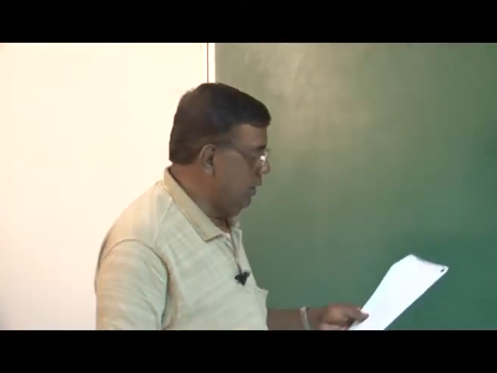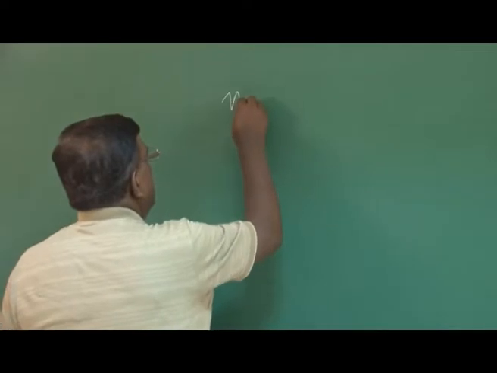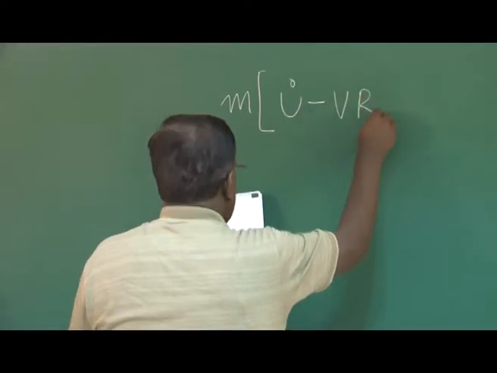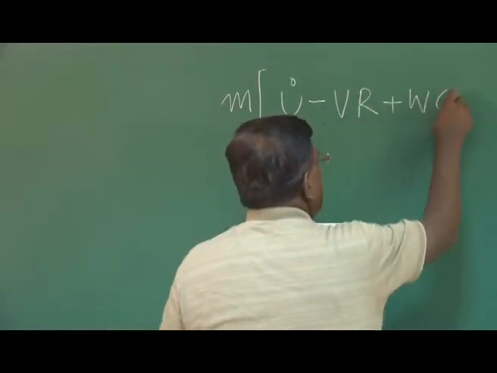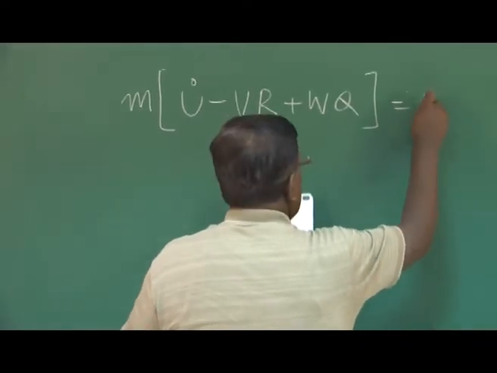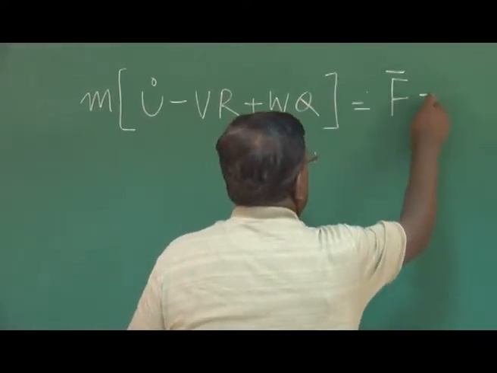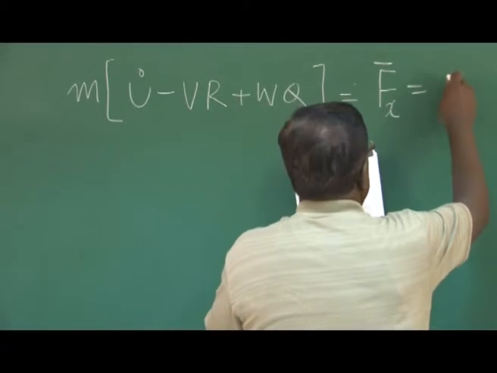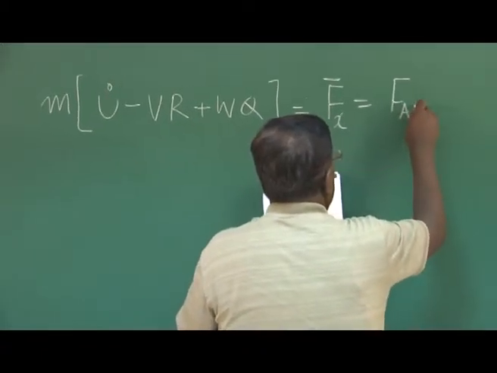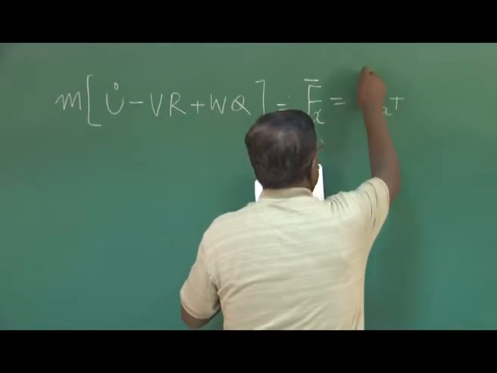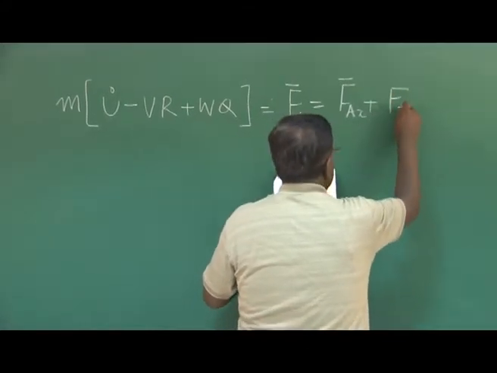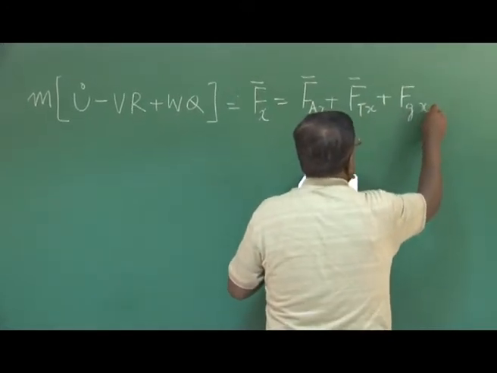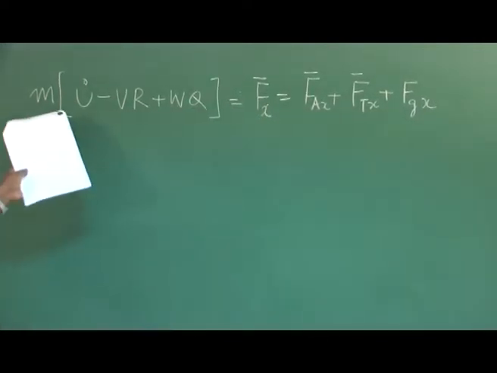And doing that, we found the equation. Just I will write one or two of them. U dot minus VR plus WQ is equal to force, external impressed force, and that is in the x direction, and this is composed of aerodynamic force in x direction, propulsive force in x direction, plus gravitational force in x direction. This I am writing along x direction.